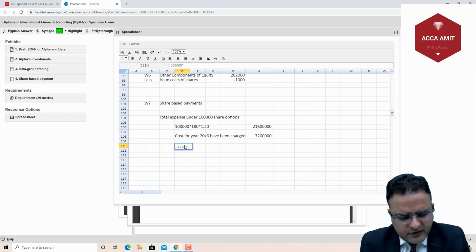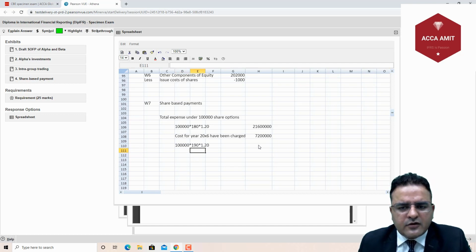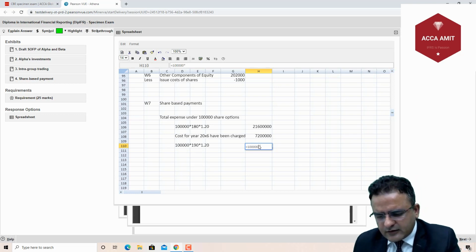Now the expectation is that 190 will be exercising the right, and if 190 will be exercising the right, the total cost which will be expensed off will be 100,000 into 190 into 1.20.